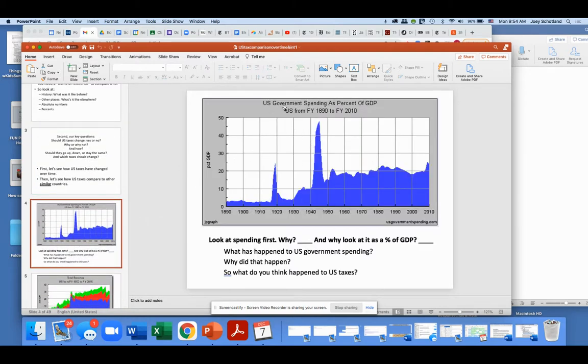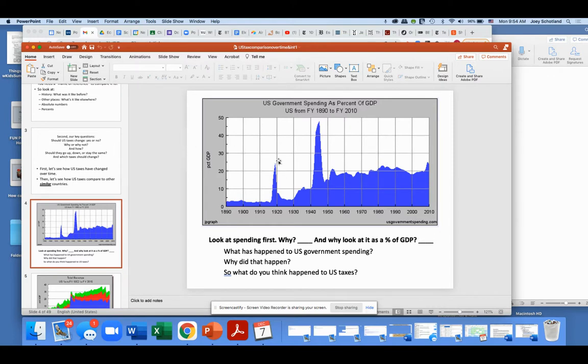This is a graph of US government spending as a percent of GDP. Remember, GDP is gross domestic product. It's basically everything that a country makes in a year, all the products, add all their dollar values up together. And this is the spending as a percent of GDP. So going back to, say, 1900 when Teddy Roosevelt was president, what do you notice? Okay, what happens here? Does federal spending in general go up or does federal spending go down?